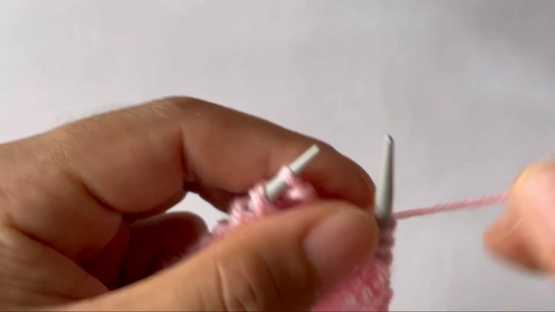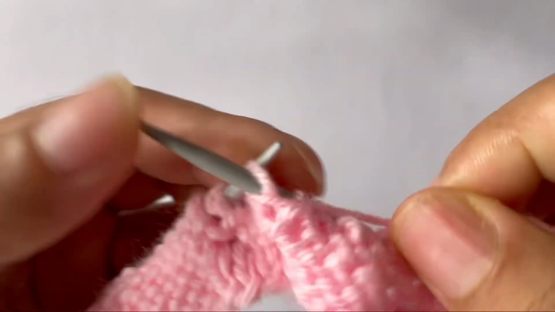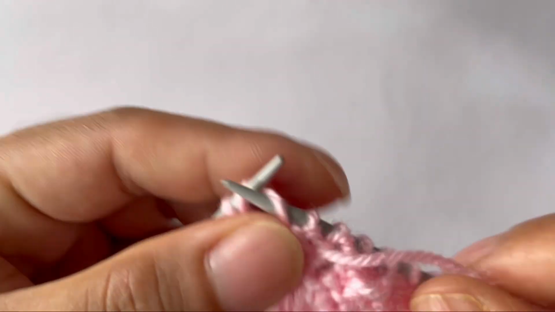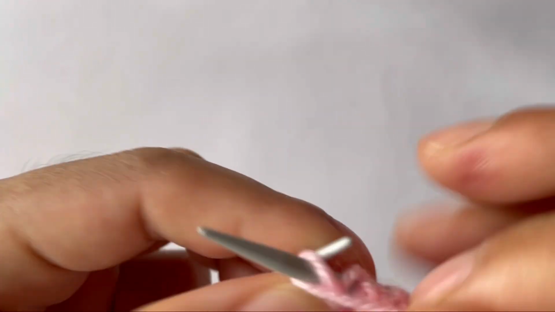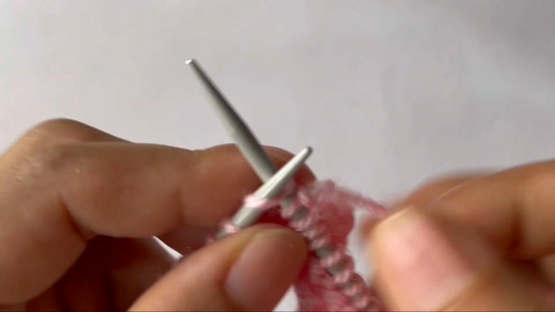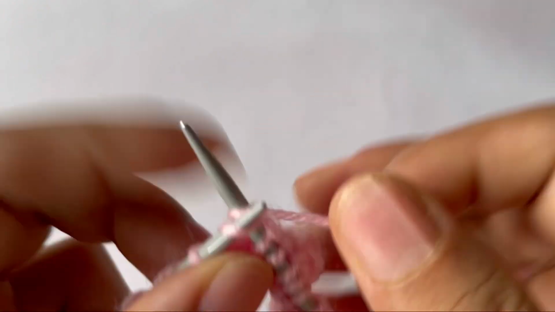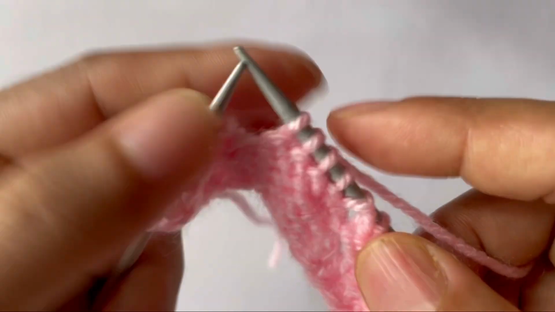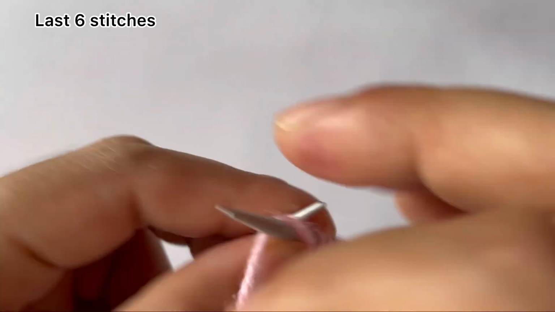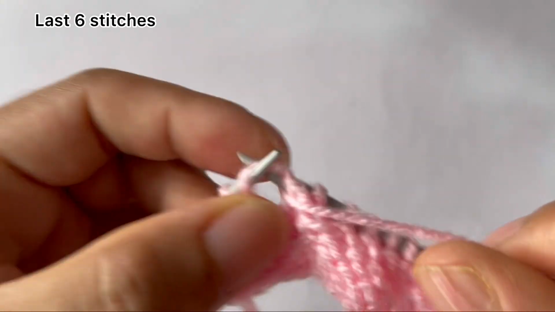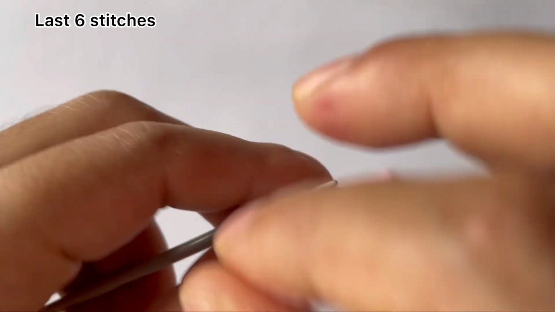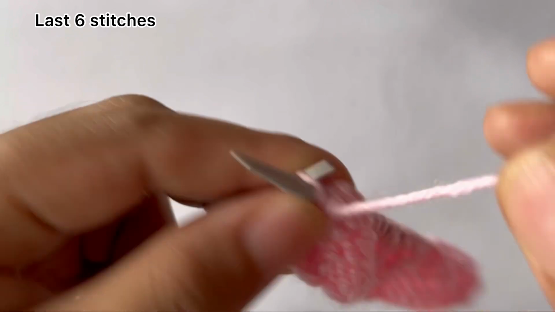Repeat that again. Purl 5, and then knit 3. And the last 6 stitches: purl 5, purl 5, edge stitch, purl.